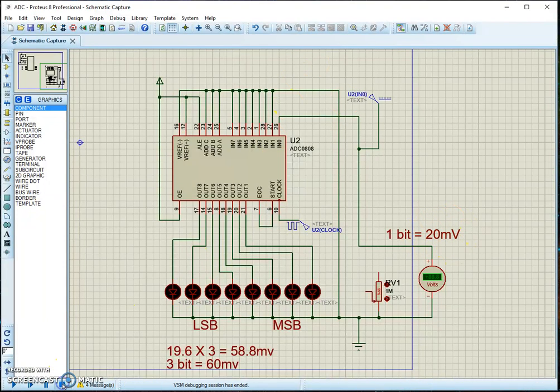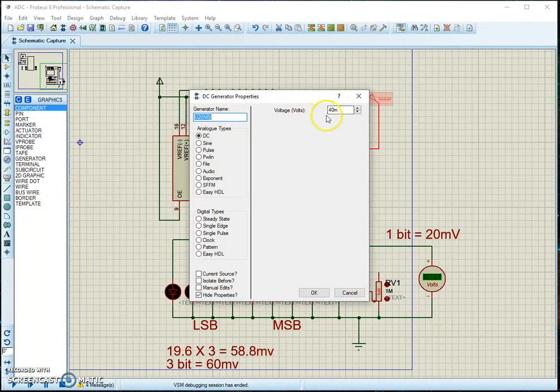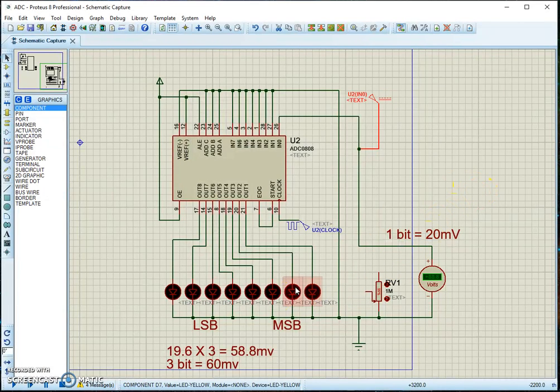Okay, so let's say I change it to something much more. Let's say I'm changing it to 100 millivolt. 100 millivolt means that it should be represented by 5 steps. 5 means bit 0 is high, bit 1 is 0, and bit 2 is high. So it should be 1, 0, 1. Okay, let's try it.